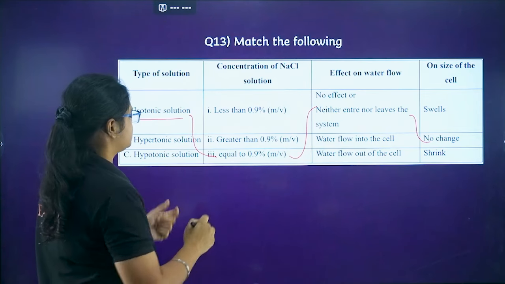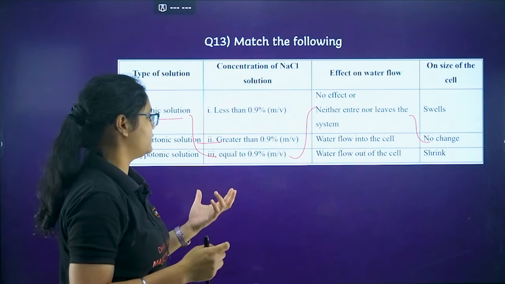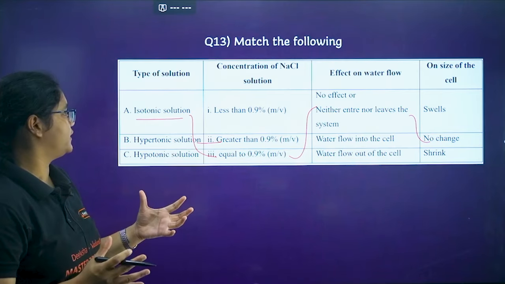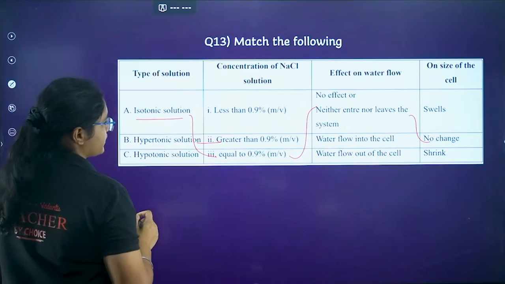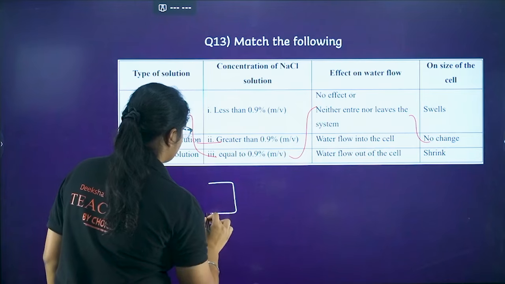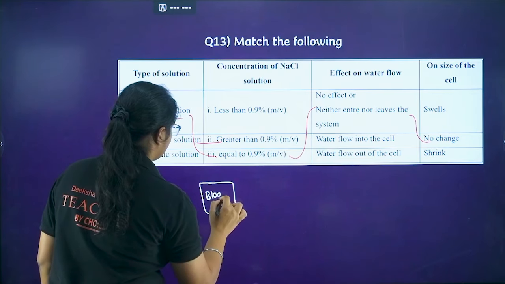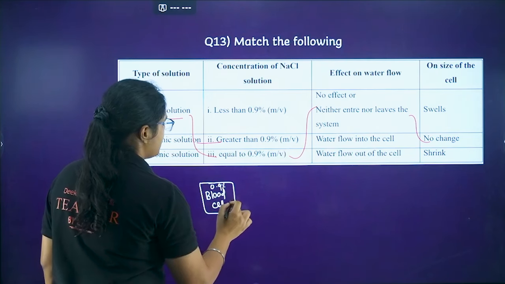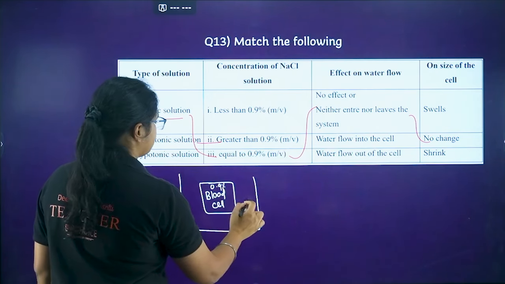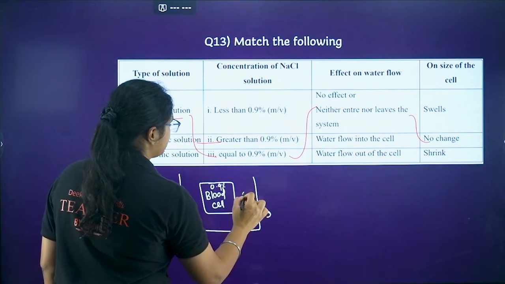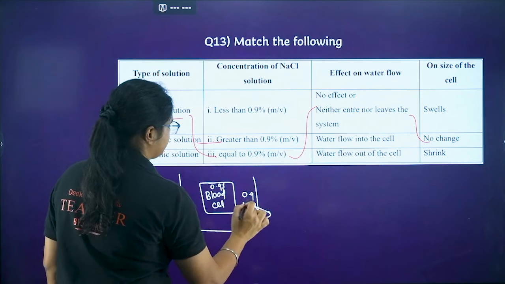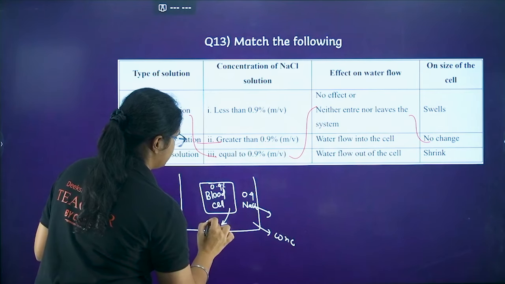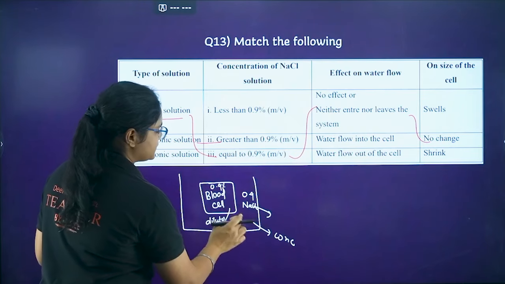Now a hypertonic solution will have greater than 0.9%. Okay, so that means what? If it is a hypertonic solution, the outer side solution is, now see, suppose you are talking about a cell, and here we are mostly talking about a blood cell. Now inside the blood cell we have 0.9% NaCl. Now if the outside is a hypertonic solution, the outside will have greater than 0.9% NaCl. That means what? This is more concentrated and this is diluted.